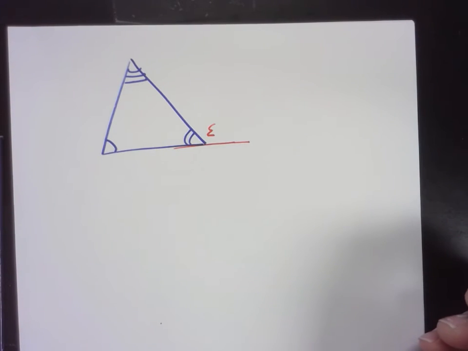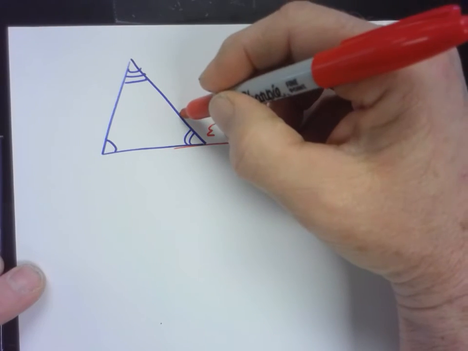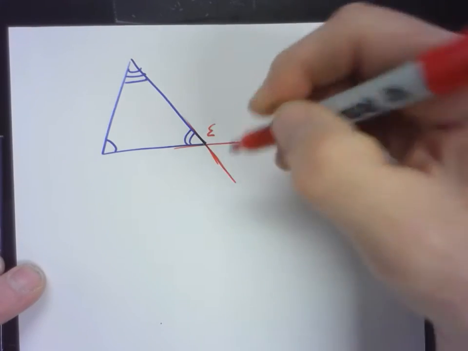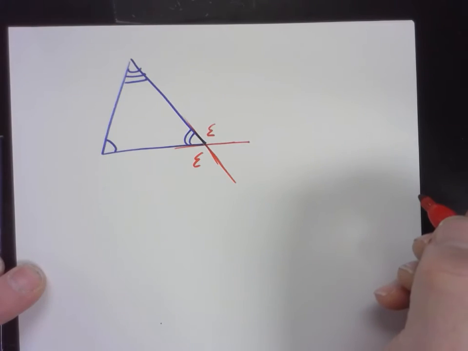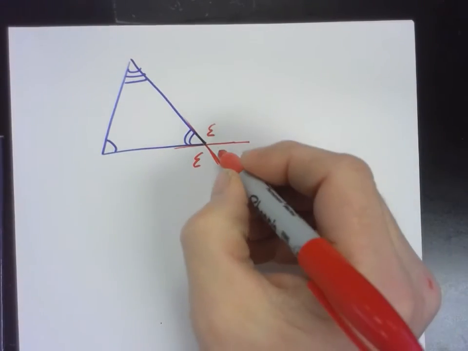right there? Okay? And you might think, well, what if I extended the other line out? Okay, see this exterior angle right there? Are they congruent? Same deal, isn't it? What about this angle right here?